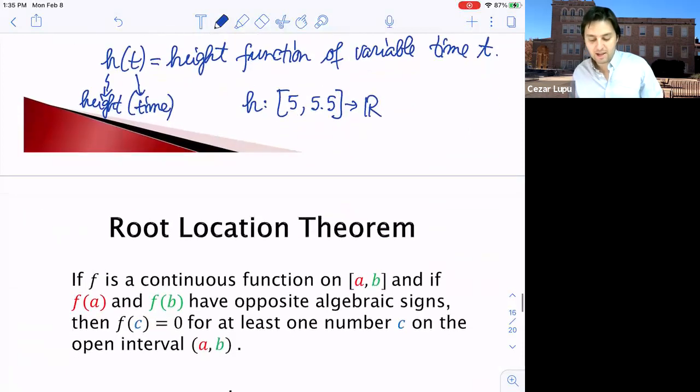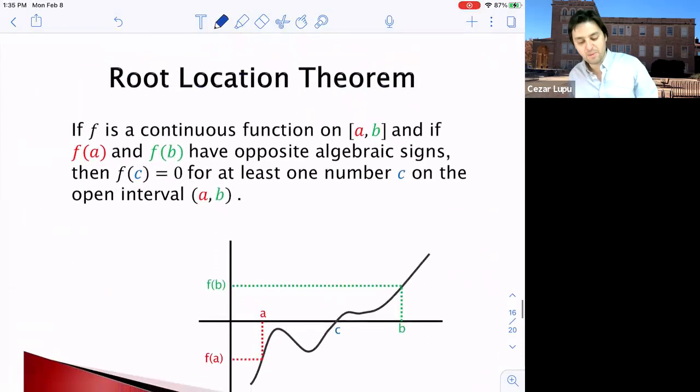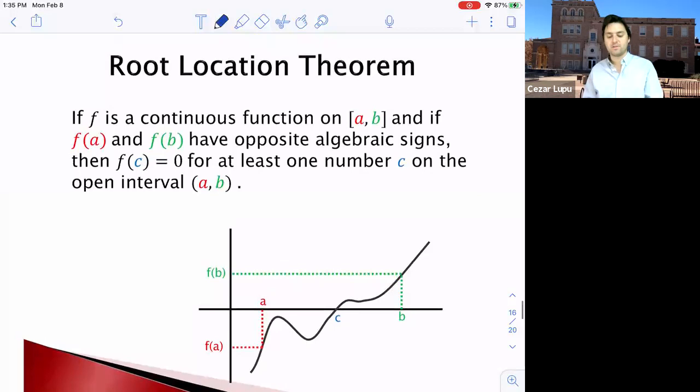And now let's see another power of the intermediate value theorem, and this will be related to the root location theorem. This will tell us how to find roots of a continuous function on a closed interval.